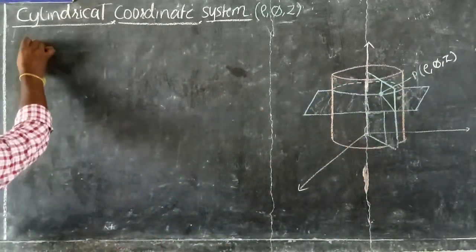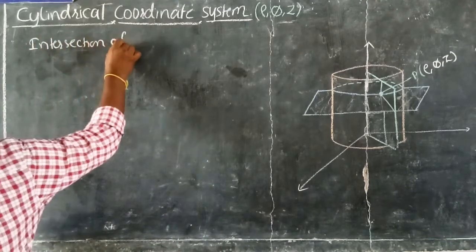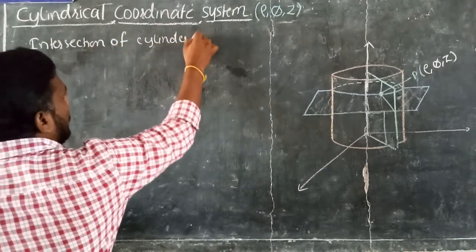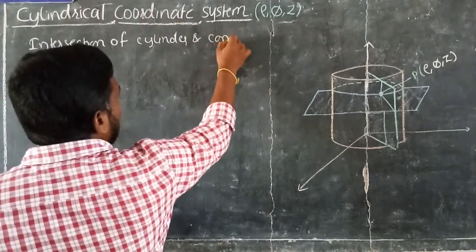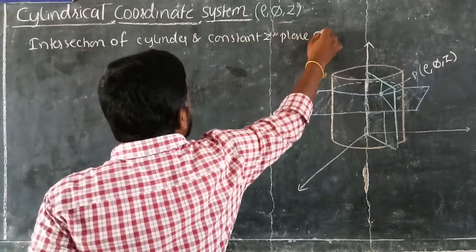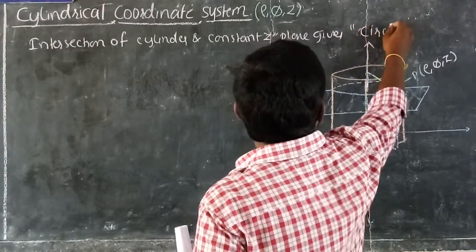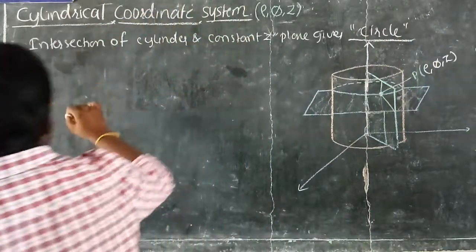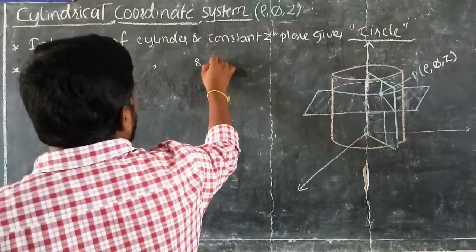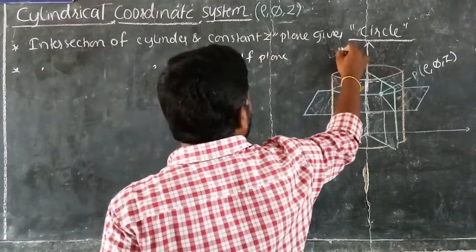Very important: the intersection of a cylinder and a constant z plane gives what? A circle. And the intersection of a cylinder and a half plane gives what? A straight line.